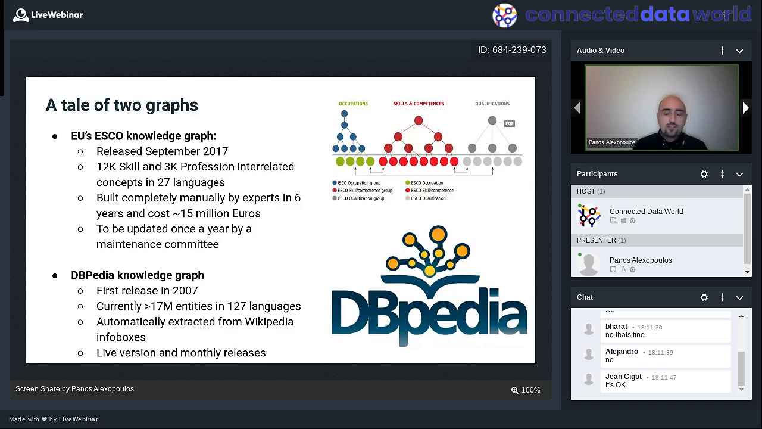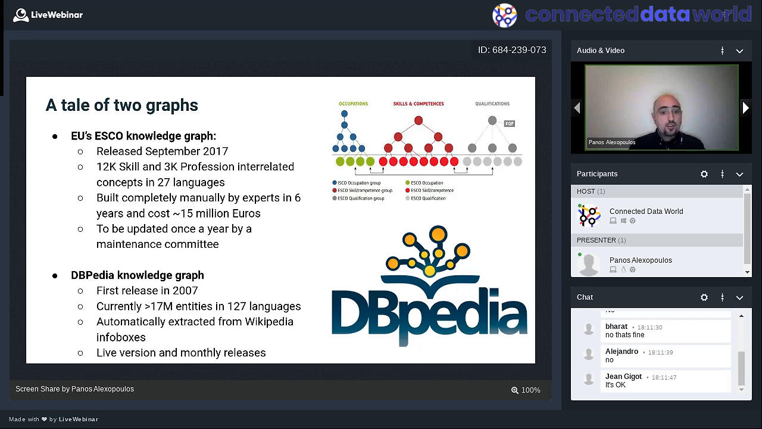On the other hand, we have DBpedia. I also assume that most of you know what DBpedia is, but in case you don't know, DBpedia is a knowledge graph that is derived from Wikipedia. It was first released in 2007, and it's automatically extracted from Wikipedia info boxes. So there is a fully automatic approach that parses the info boxes of Wikipedia pages, not the main articles, just the info boxes, and extracts entities and relations from there.